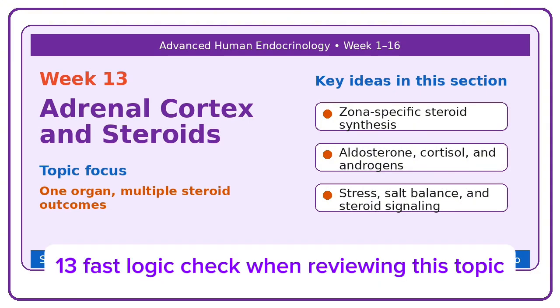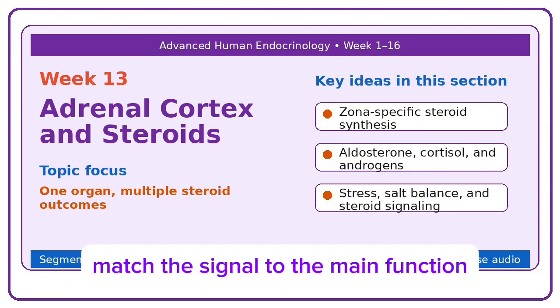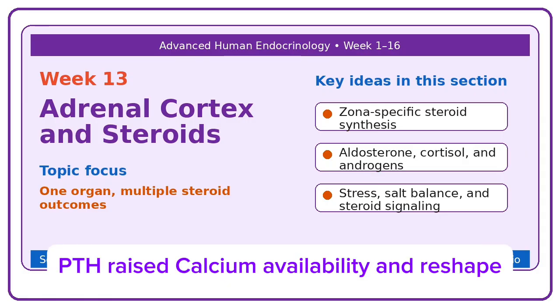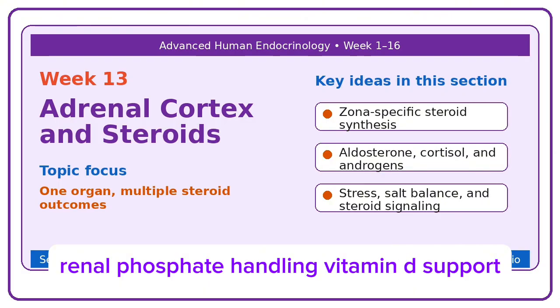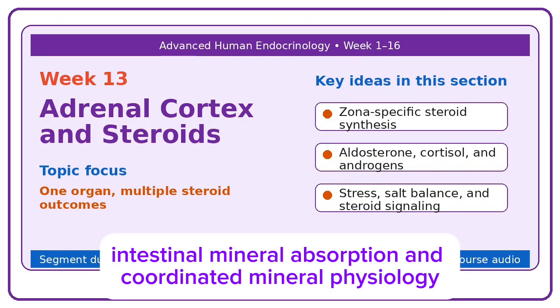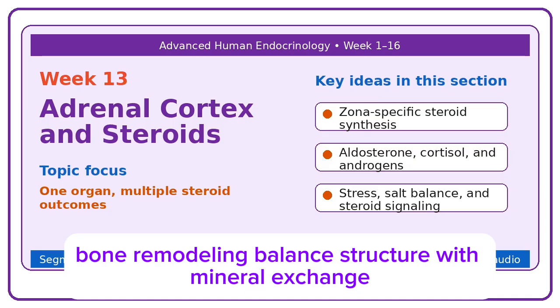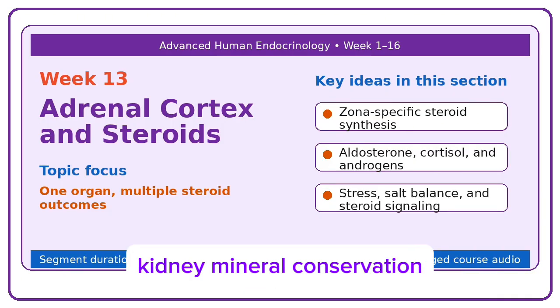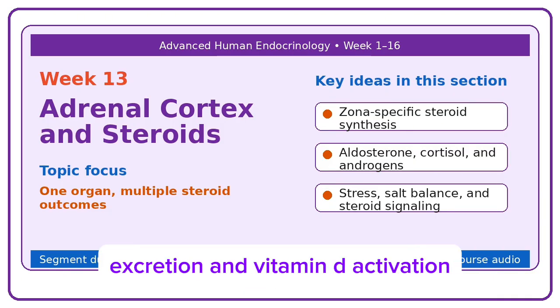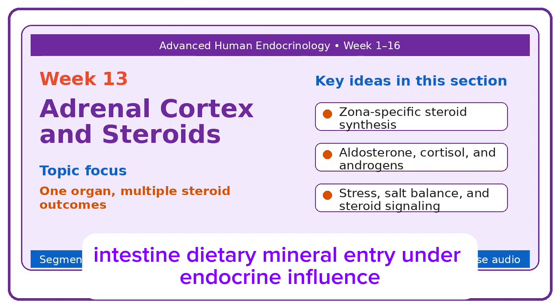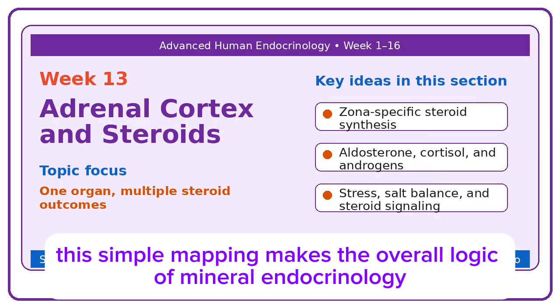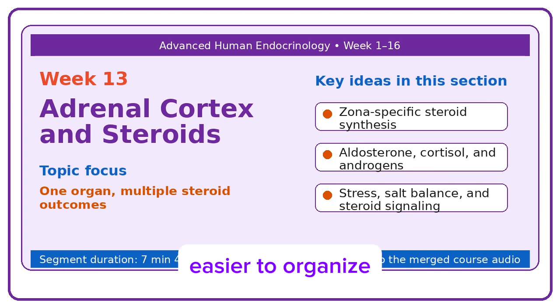13. Fast logic check. When reviewing this topic, match the signal to the main function. PTH: raise calcium availability and reshape renal phosphate handling. Vitamin D: support intestinal mineral absorption and coordinated mineral physiology. Bone remodeling: balance structure with mineral exchange. Kidney: mineral conservation, excretion, and vitamin D activation. Intestine: dietary mineral entry under endocrine influence. This simple mapping makes the overall logic of mineral endocrinology easier to organize.